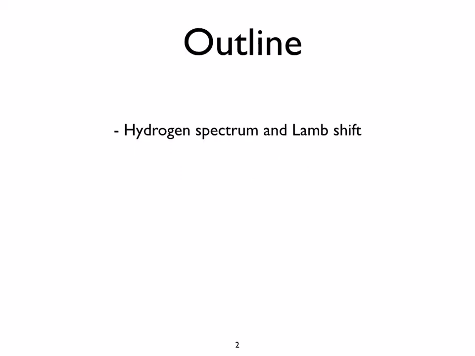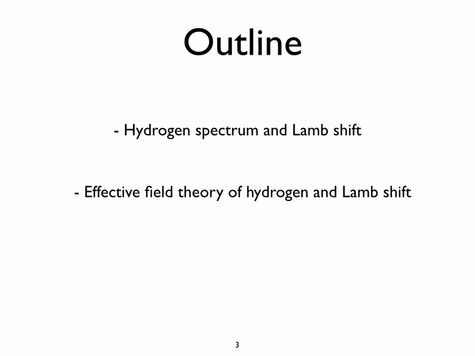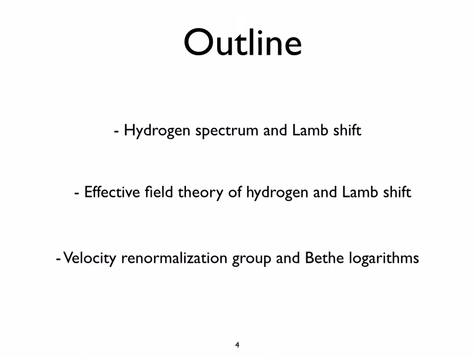First, I will remind you about the hydrogen spectroscopy in non-relativistic quantum mechanics, relativistic quantum mechanics and field theory. After that, we will look at the Lamb shift correction in the effective field theory approach. Then I will describe the velocity renormalization group, and we will learn how to evaluate the logarithmic corrections to the energy spectrum and decay widths within this renormalization group.